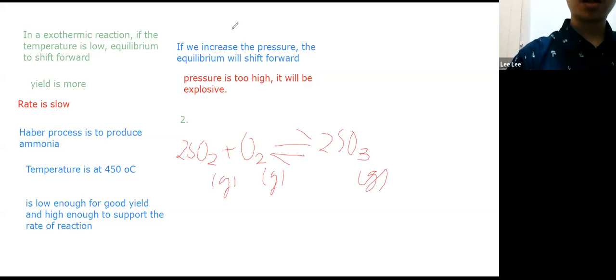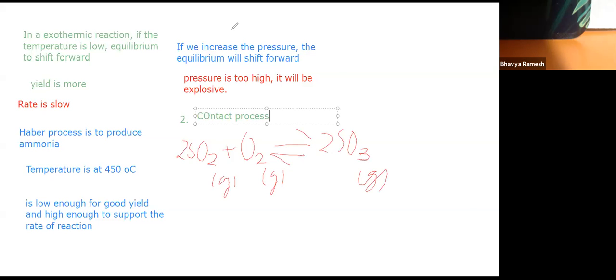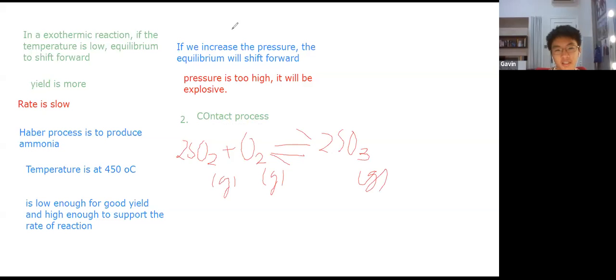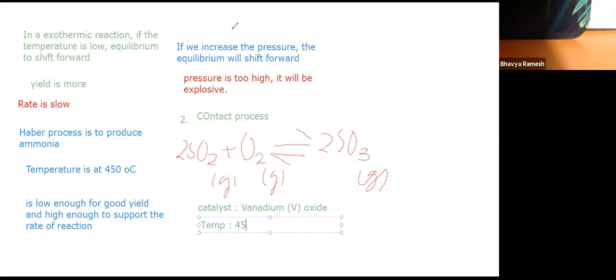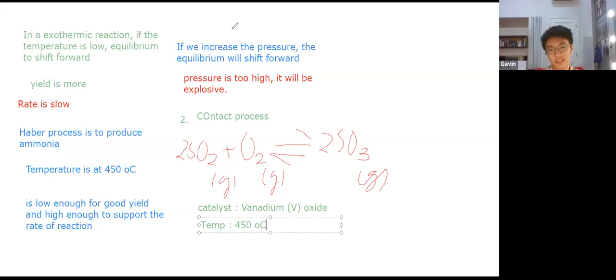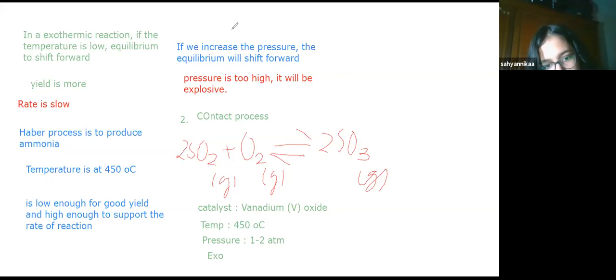This process is called the contact process. But isn't it the same thing as Haber? Just different stuff. Yeah, I will tell you this later. Later, I'll tell you the uses of this process as well. Why do they have different names? Haber is a person, right? How about contact? Is that a person's name? I'm not so sure. I never know if it's a person.